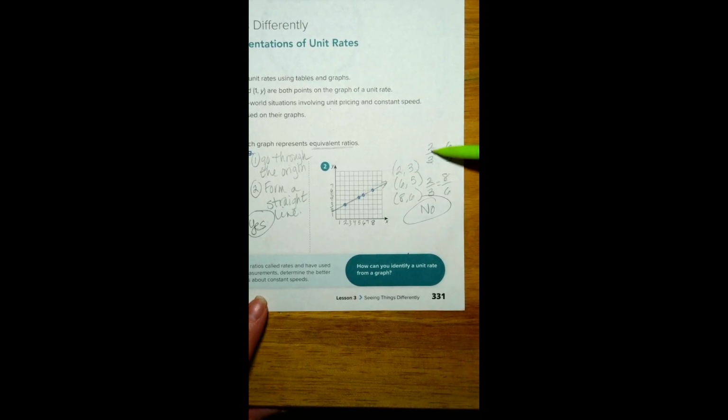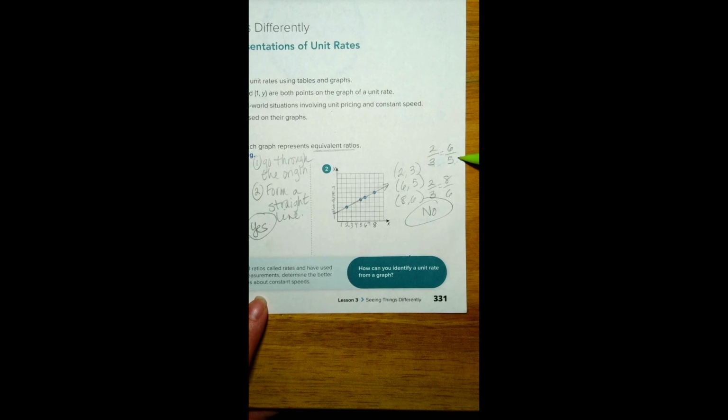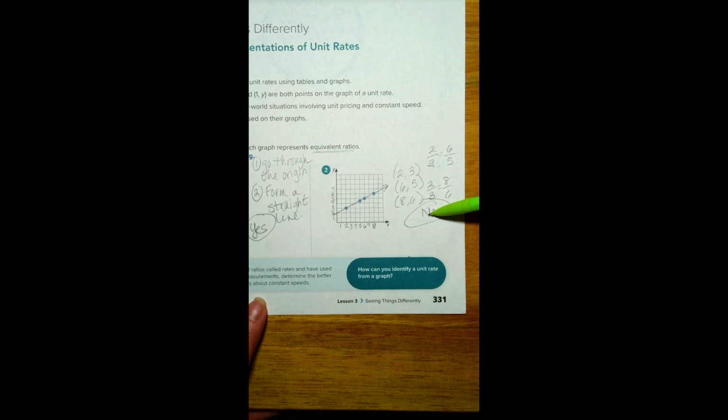Okay, so 2 up 3 and over 6 up 5, they are not equivalent. In fact, we know that right away because this numerator is less than this denominator, and this is the other way around. Same with here. So these are not equivalent ratios. Okay, moving on. Next page.